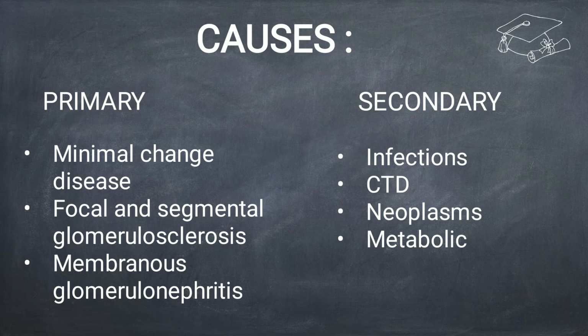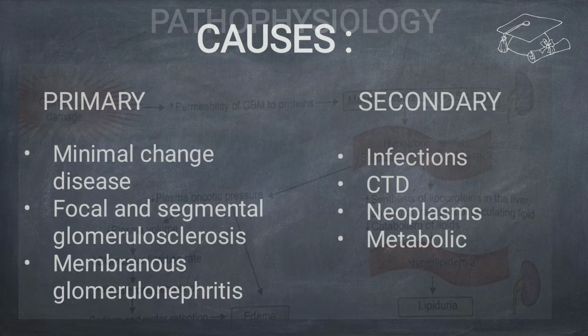Now coming to the secondary causes, first thing is infections like hepatitis B, HIV, malaria. Second thing is connective tissue disorders like SLE, rheumatoid arthritis. In neoplasm we get Hodgkin lymphoma, and in metabolic causes diabetes mellitus or amyloidosis.